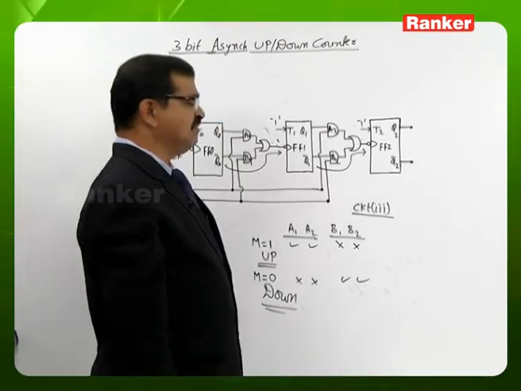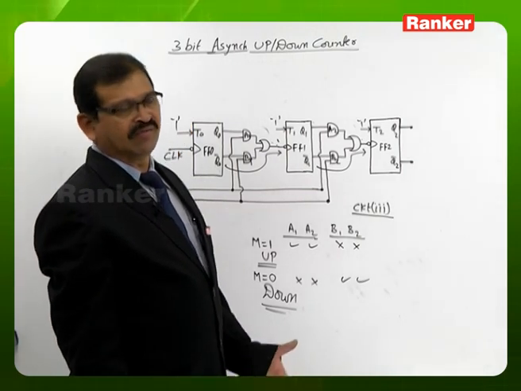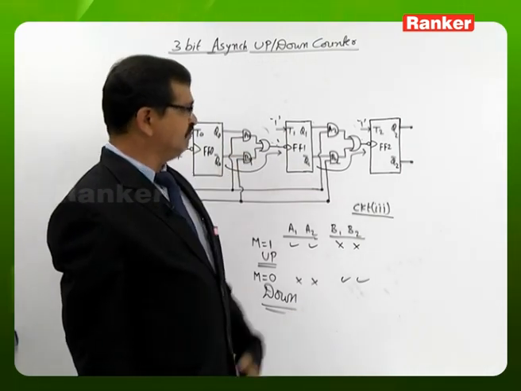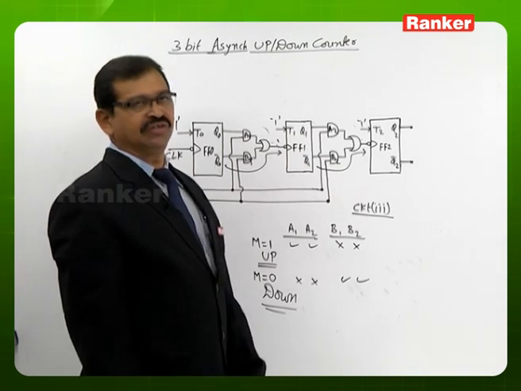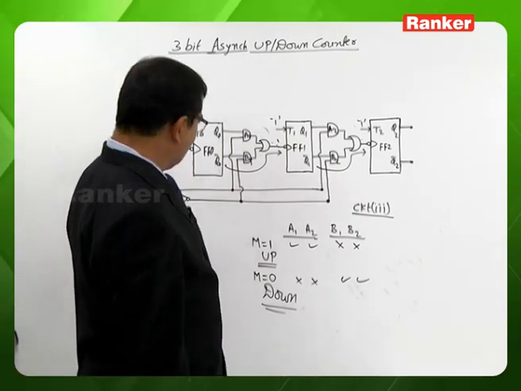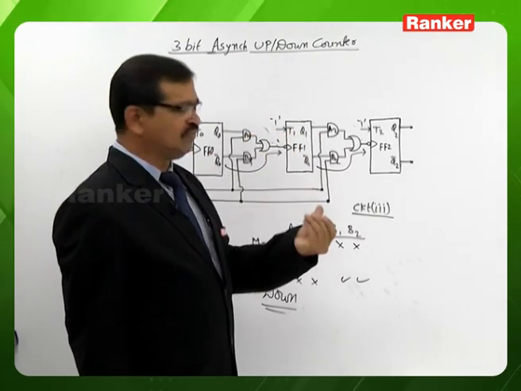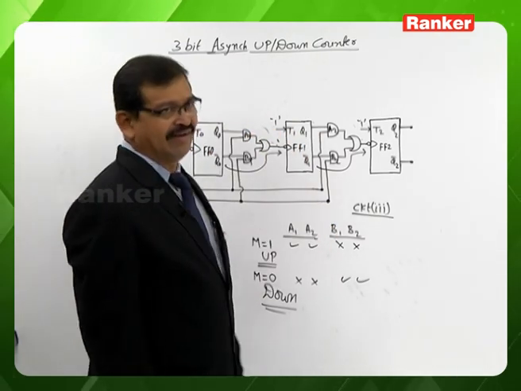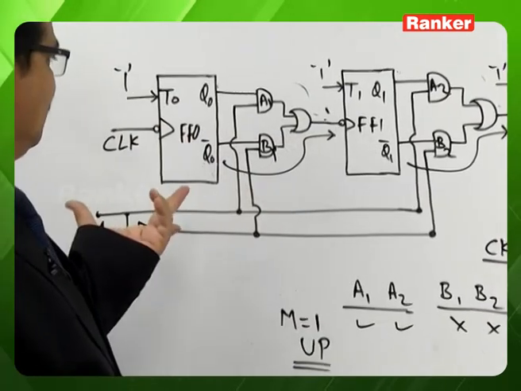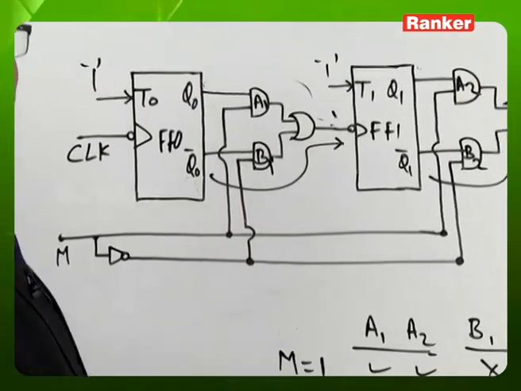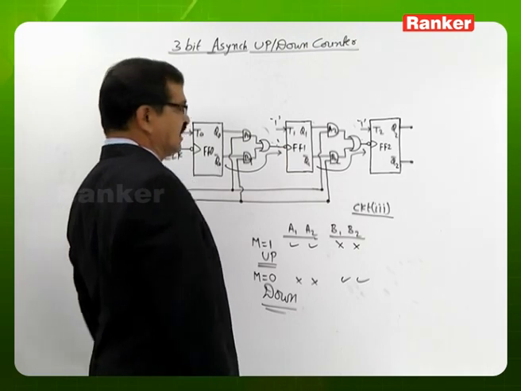We considered the 3-bit case here. If we want 4-bit or 5-bit, it is going to be a similar extension. Also, of course, you can replace these 2-level AND-OR blocks with 2 by 1 multiplexers. That is also possible. So anyway, it is an up-down asynchronous counter.